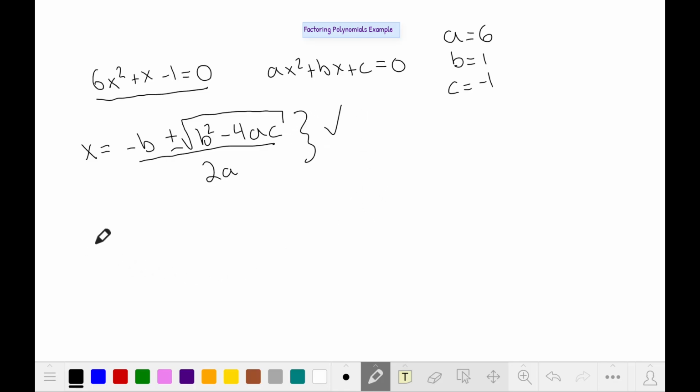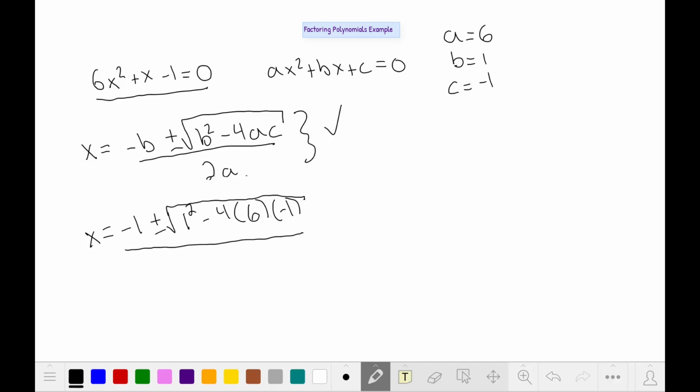All right, so our b term was 1, but we have minus b, so that's going to be minus 1 plus or minus the square root of b squared, well, that's just going to be 1 squared minus 4 times a is 6, so that's 6, c is minus 1. And then we're going to divide the whole thing by 2 times a, and a in this case is 6.